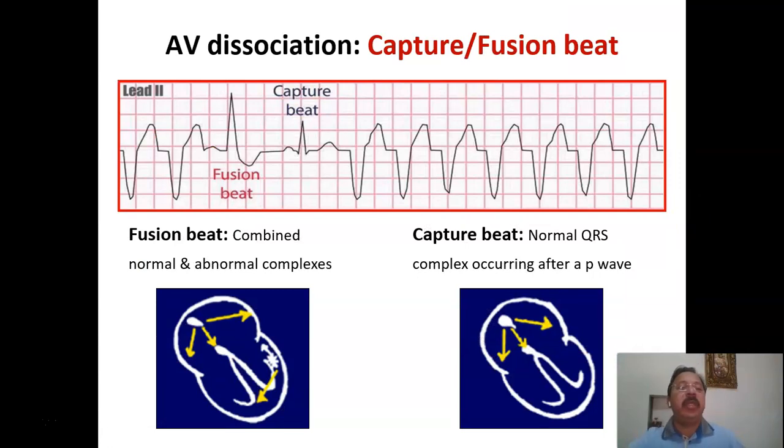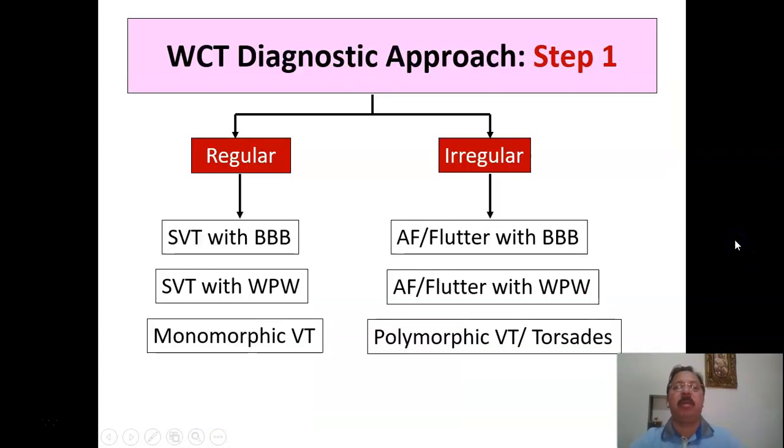Sometimes you will see a few more beats in between the wide QRS complexes. If a normal beat combines with the abnormal complexes, it's called a fusion beat. Or if a normal beat is seen between two abnormal wide complexes, this is a capture beat. If you see a fusion beat or a capture beat, again, this is in favor of ventricular tachycardia.